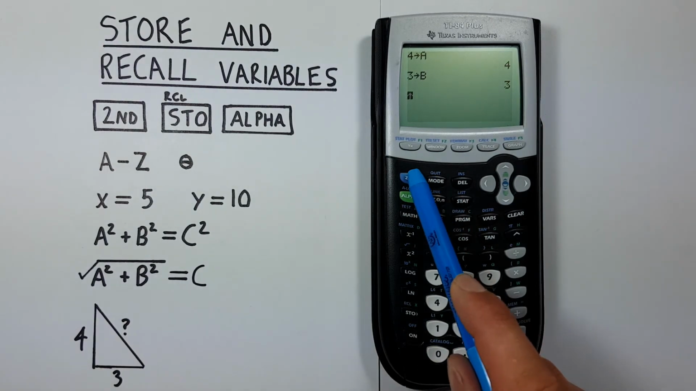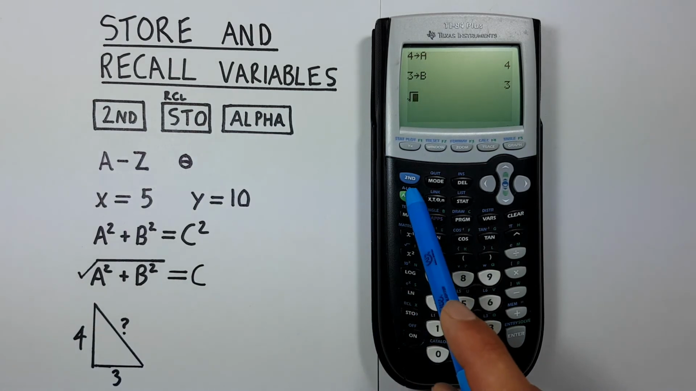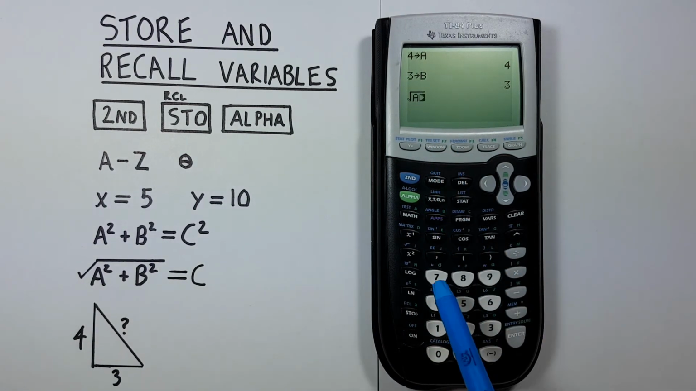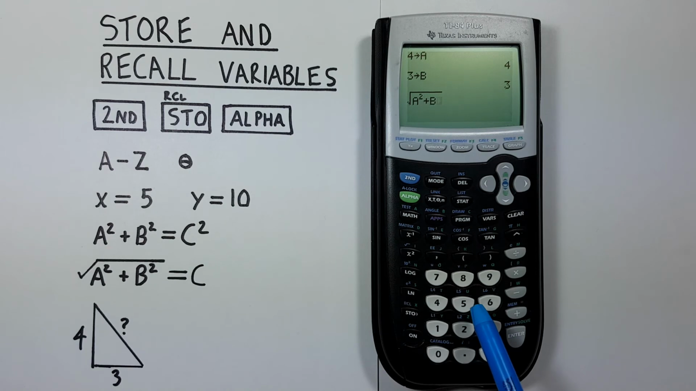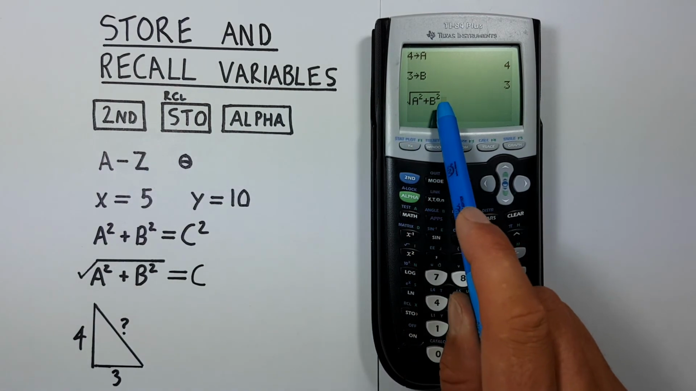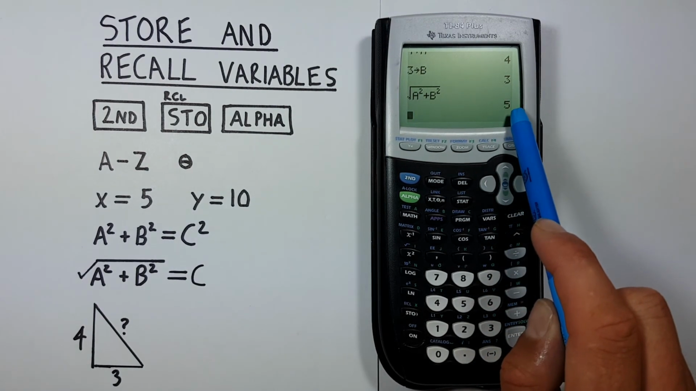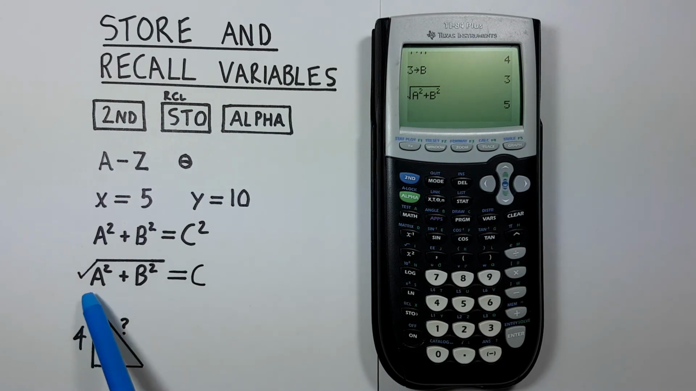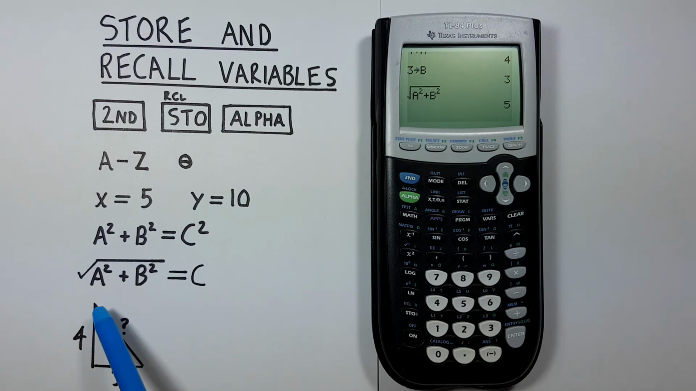We start with the square root, and then a squared, so we can go alpha a, there we go, squared plus alpha b squared. There we go, and now if we hit enter, we get the result of 5. The square root of a squared plus b squared equals c, and c is 5. So we know this length, or side c, is 5.